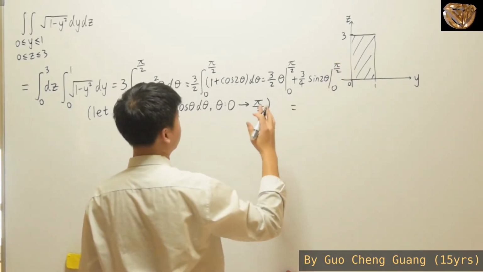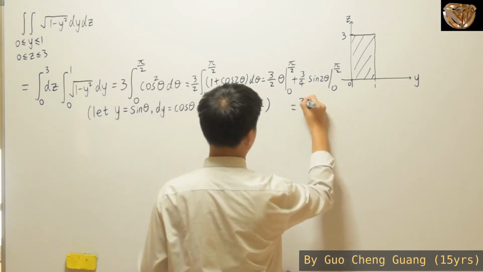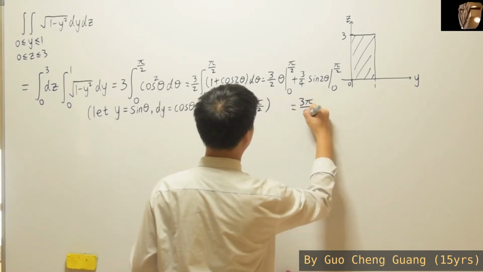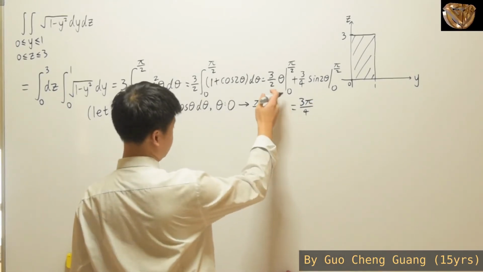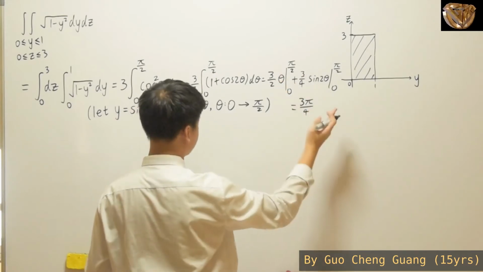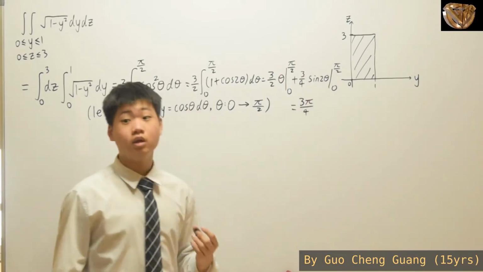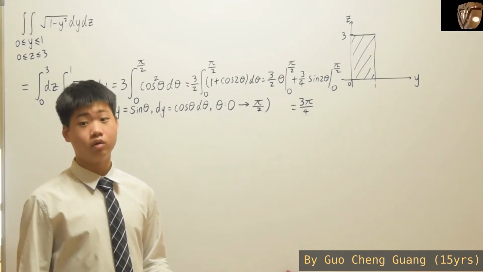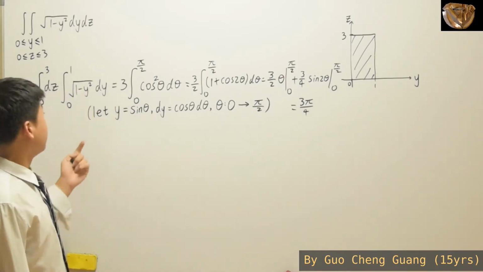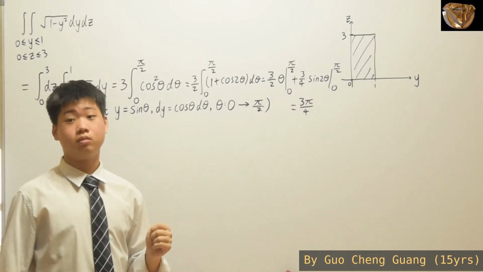And now we substitute in the values. So for your first term, you have 3 pi over 4. And then of course substituting in 0 is 0. For your second term, sine pi is 0, sine 0 is 0. So your final answer would be 3 pi over 4. Alright? So that will be your answer for this first question here.